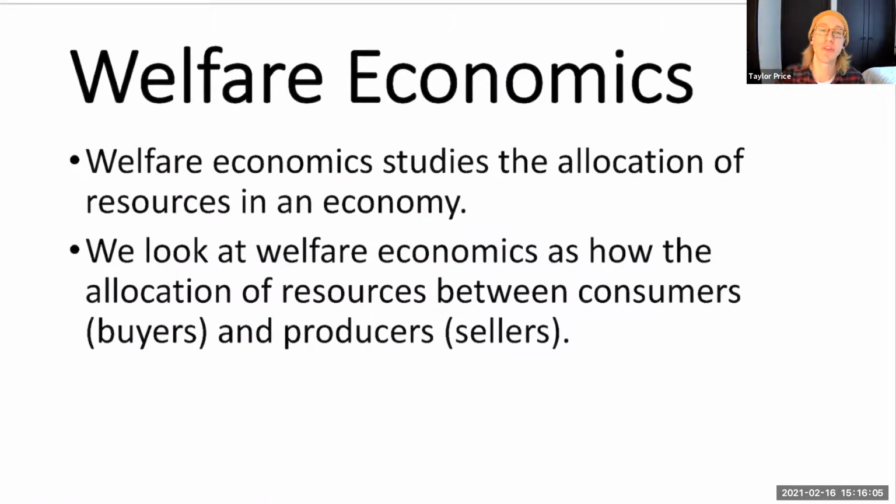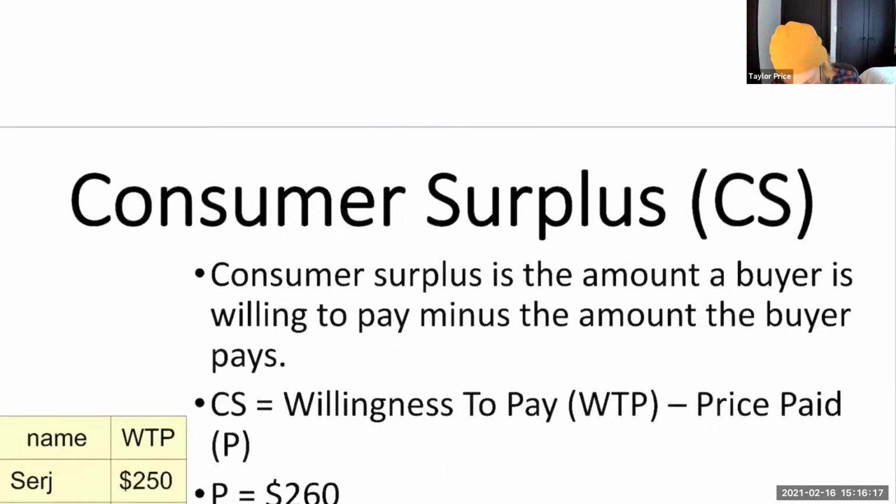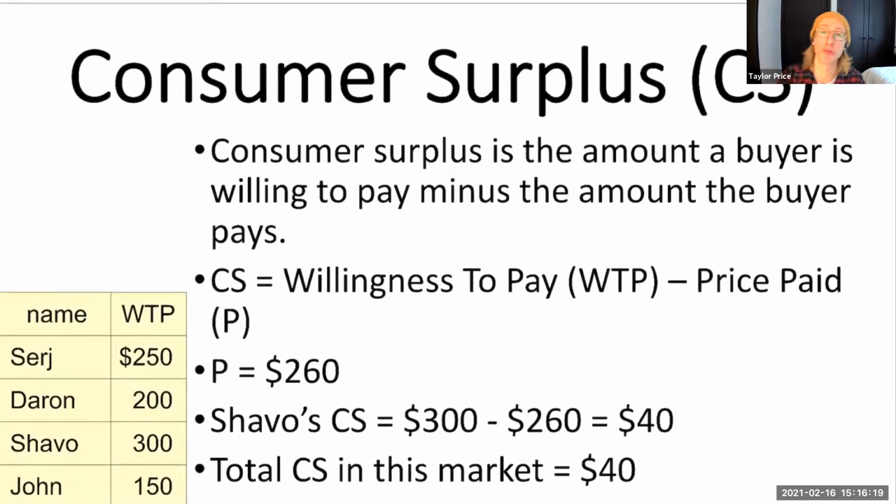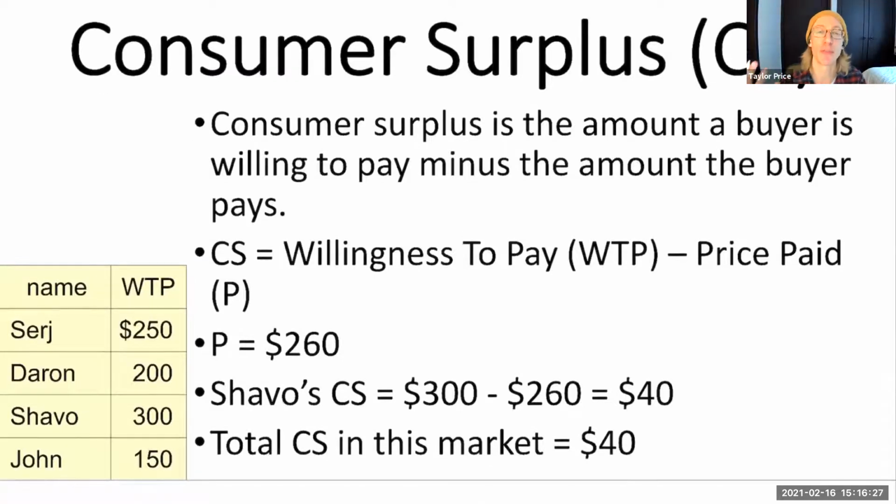So basically for welfare economics, we're just looking at the allocation. How are resources allocated in an economy, and who benefits from that allocation of resources? So for consumer surplus, at a very, very simple level before we have a graph, we can think of it as being the difference between what you're willing to pay for a good versus what you actually paid for a good.